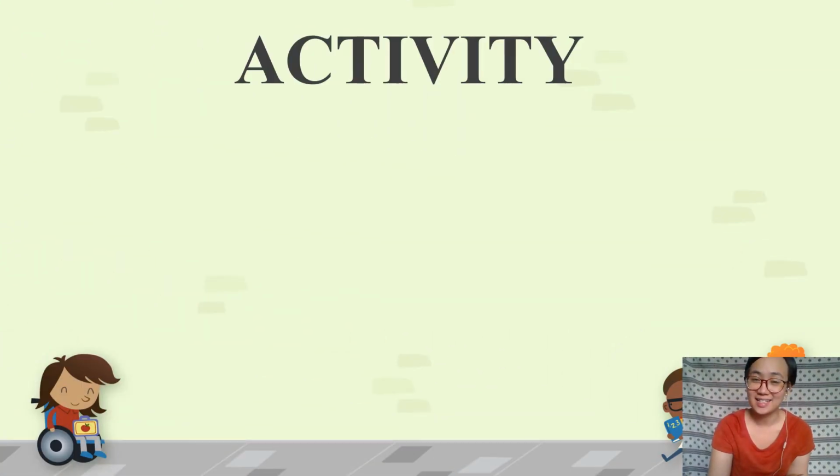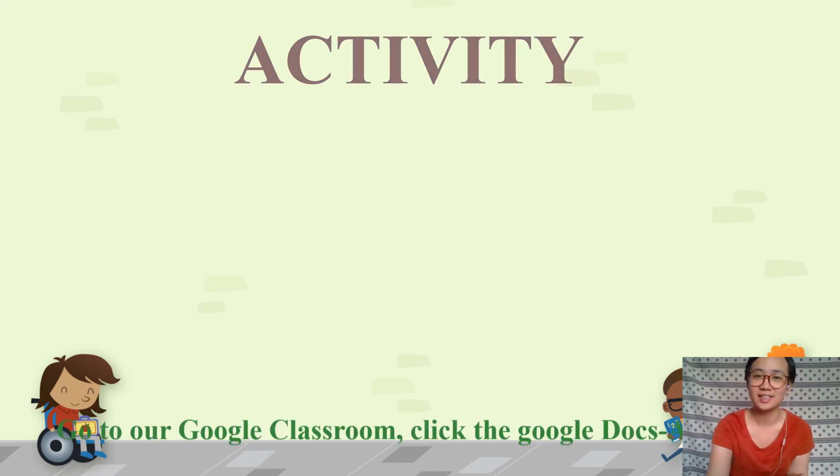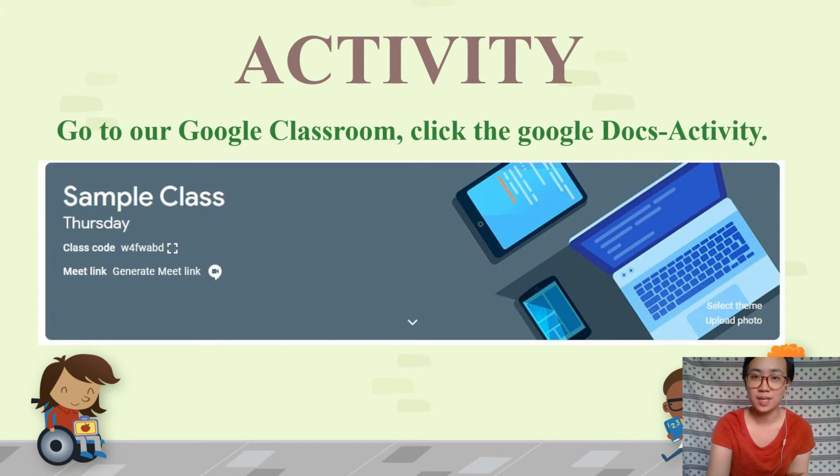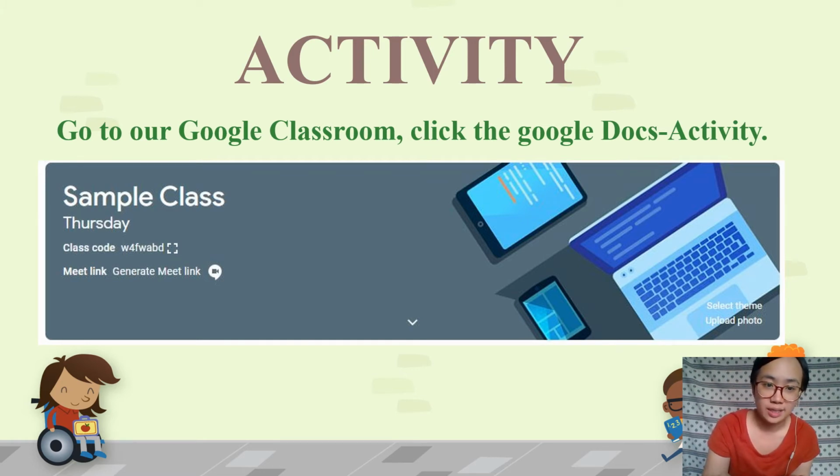This is our class, section Thursday. In case you missed the email invite I gave you, you can just type in the class code manually and you will automatically be inside our Google Classroom. Click Google Classroom, then choose join and then class code. It's a small letter w, 4, f, all small letters, f, w, a, b as in boy, and d as in dog.